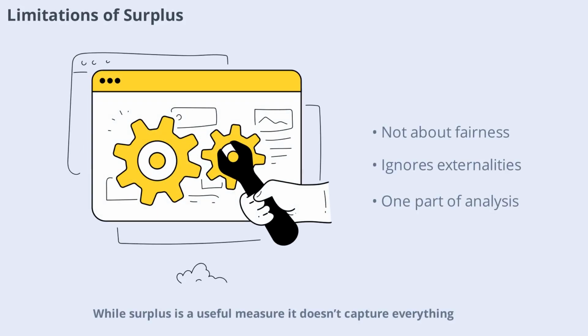While surplus is a useful measure, it doesn't capture everything. It doesn't account for fairness, income distribution, or externalities like pollution. Economists must consider these factors alongside surplus when evaluating policies. Surplus is just one piece of the economic puzzle.